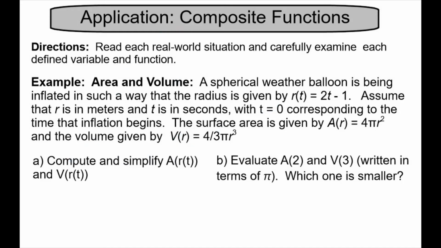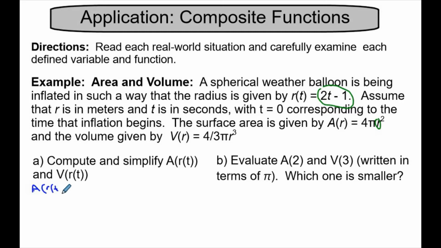So that just means it wants you to take this function here, this radius function, and it wants you to substitute it into the r for the area function. So let's take a look at what the math would look like for that. So A of r of t, right? A of r of t.